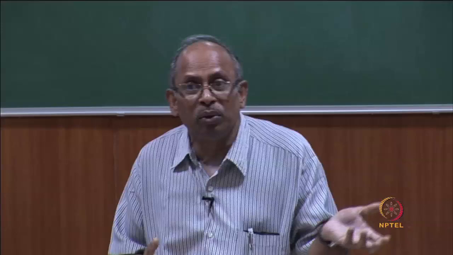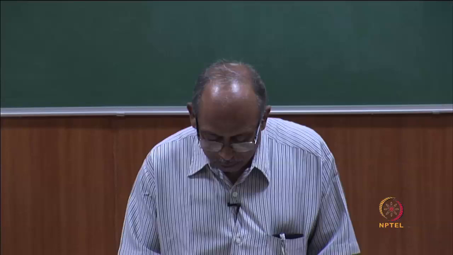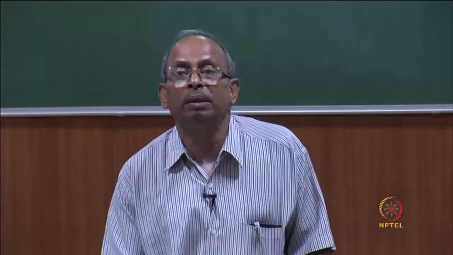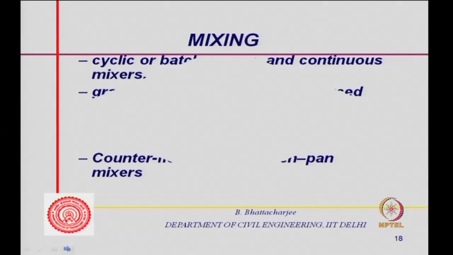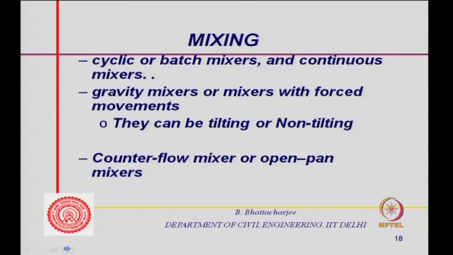So, my mixer machine should be chosen in such a manner that it is able to mix uniformly, from the lowest lump to the aggregate with maximum size. Again, I can have cyclic or batch mixers and continuous mixers. Cyclic or batch mixers are what we commonly use, and continuous mixers are used only in very large sites where the production requirement is very high. Capacity has to be very high and I should be producing continuously.